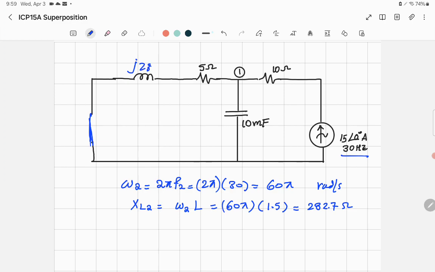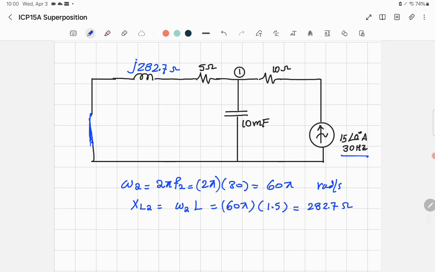282.7 ohm. Oops, but I have nice handwriting. The resistance stays the same, 5 ohm, and what's left here, because the resistance doesn't change, just leave it. And you have 10 millihenry.